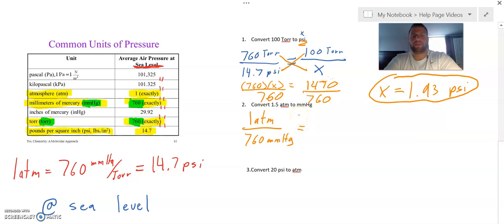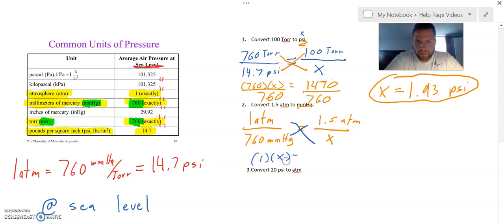And now I have to set up the second half of the proportion. So remember, I always want units across to match as a reminder. So at the top, we're going to write down our 1.5 ATM. And then remember, we're looking for millimeters of mercury. So at the bottom here, we're going to put in an X. Let's cross multiply. And what we're going to get is 1 times X is equal to 760 times 1.5.